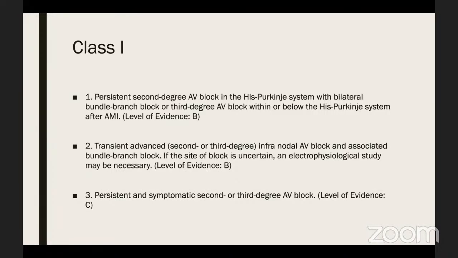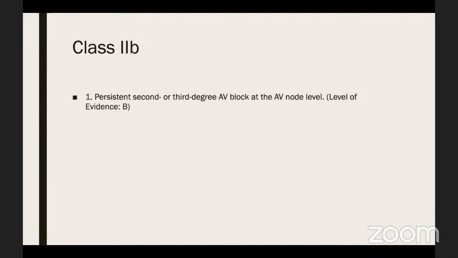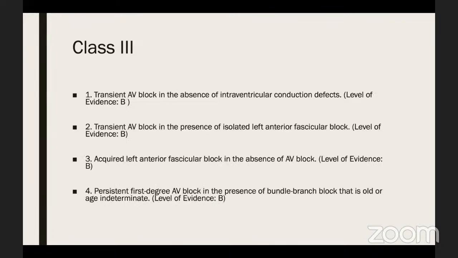Transient advanced second or third degree infranodal AV block, and persistent symptomatic second or third degree AV block. In class 2B, persistent second or third degree AV block at the AV nodal level. And in class 3, transient AV block in the absence of intraventricular conduction defect.